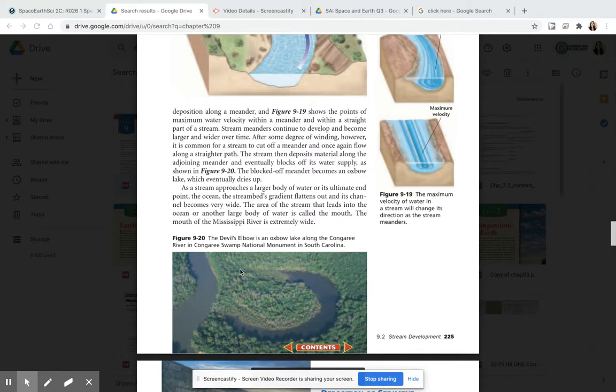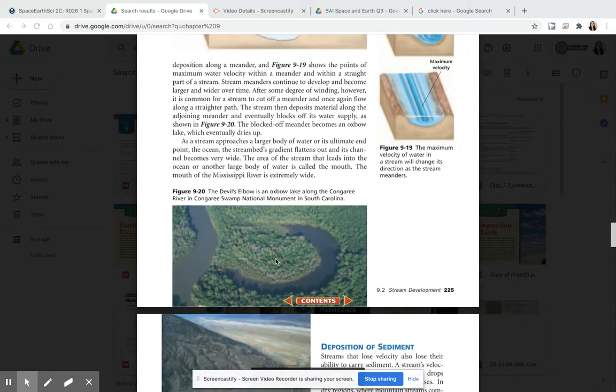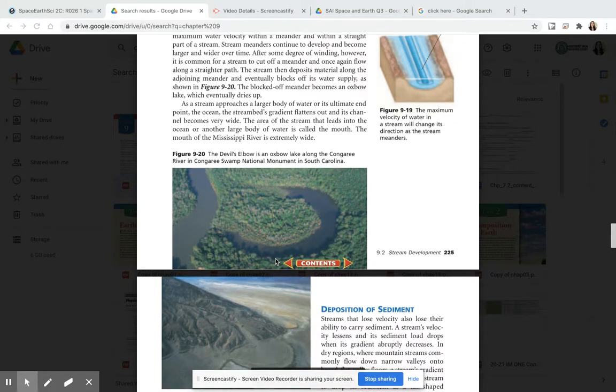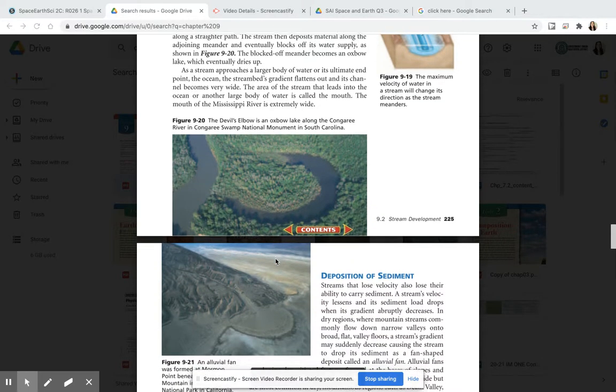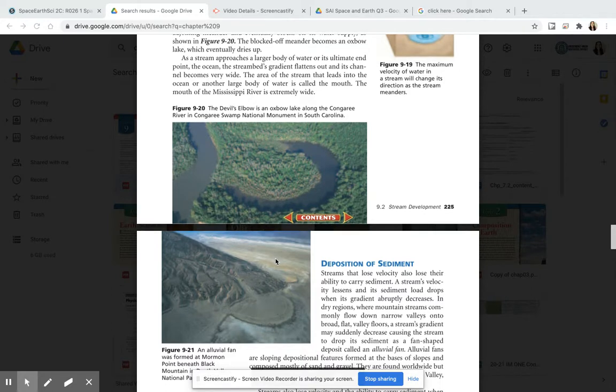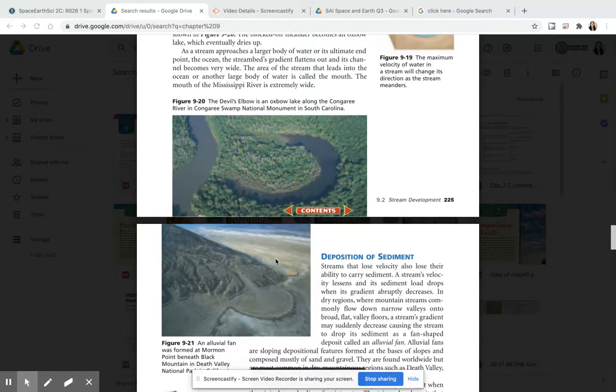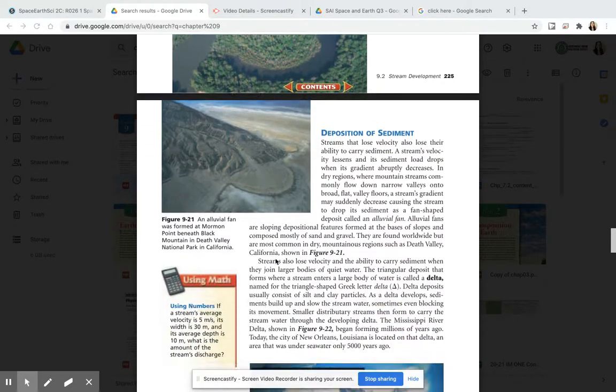As a stream approaches a larger body of water or its ultimate endpoint, the ocean, the stream bed's gradient flattens out and its channel becomes very wide. The area of the stream that leads into the ocean or another large body of water is called the mouth. The mouth of the Mississippi River is extremely wide.